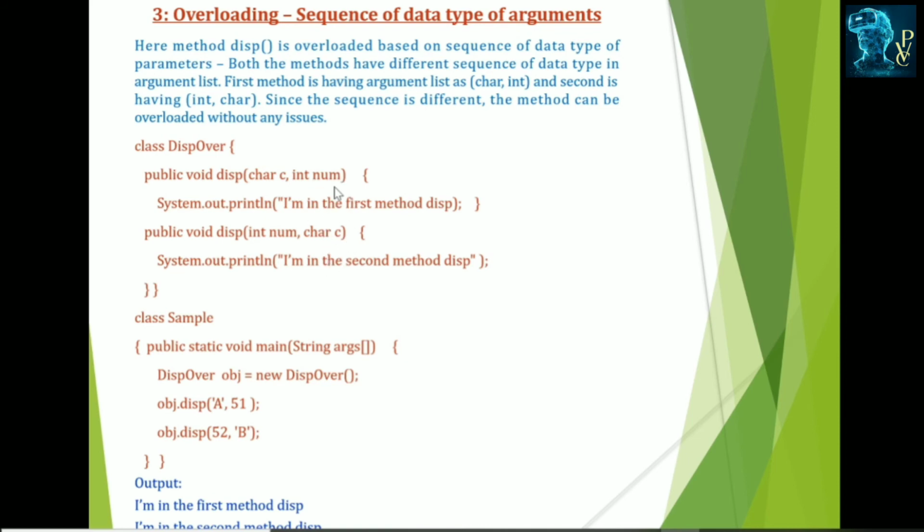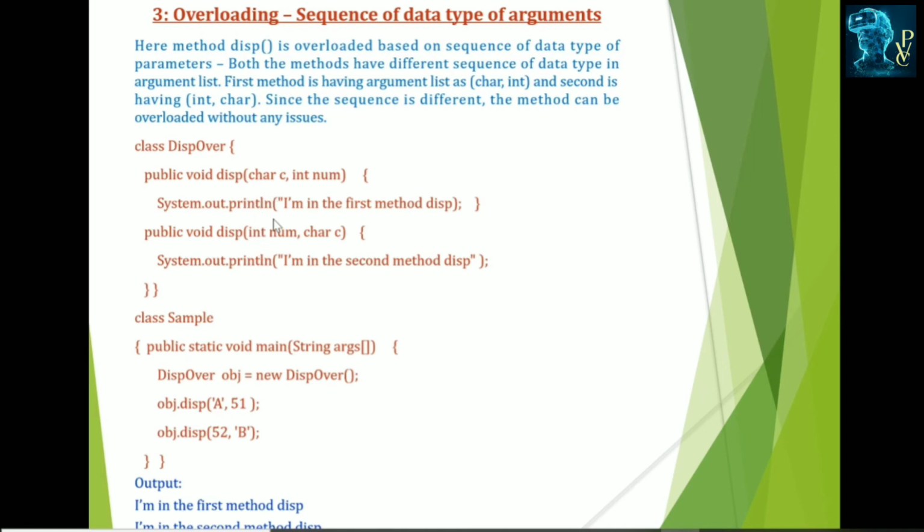When we created the disp over object, next, object dot disp, first I pass a character and the second argument as an integer, so it invokes the first display method. And object dot disp 52, where the first argument is an integer and the second is a character type, so it invokes the second display method. It displays the output which is written in the print statements in these methods.